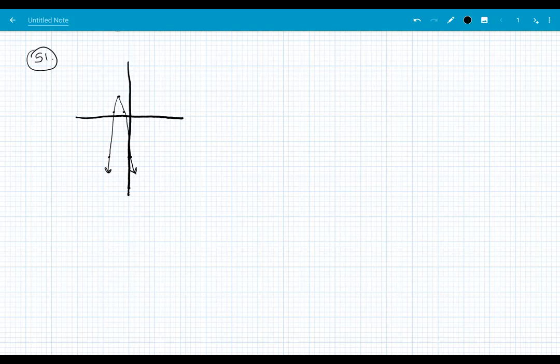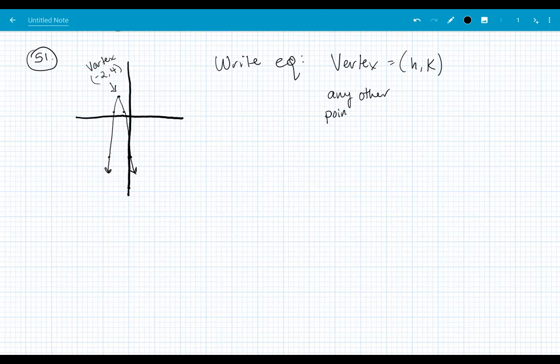So they want us to write the equation. Keep in mind here, this guy's my vertex, which we said was negative 2, 4, which is going to be pretty important here. So to write the equation, what we need are two things. We need a vertex, which is going to represent h, k, and we need any other point on the graph, which we'll say is going to be x comma y, just some random point on the line that is not already the vertex, because we already have the vertex.